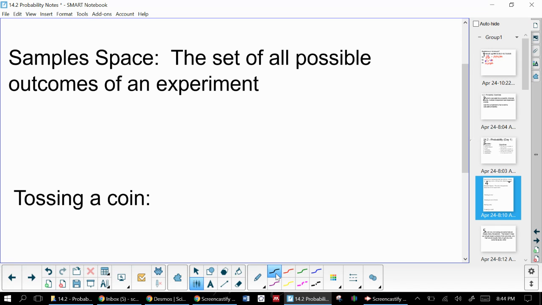And so for us, that's just that we could either get a heads, or we could get a tails. Those are the only two options. And we just put those two different options into these curly brackets. I can't really draw those very well, but that represents our sample space. It's just the only two possible outcomes that we have.